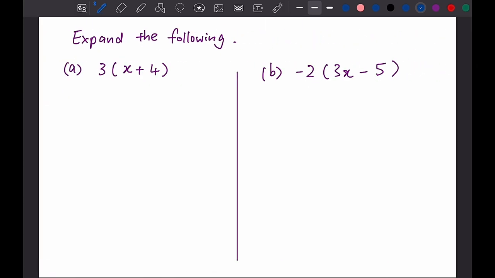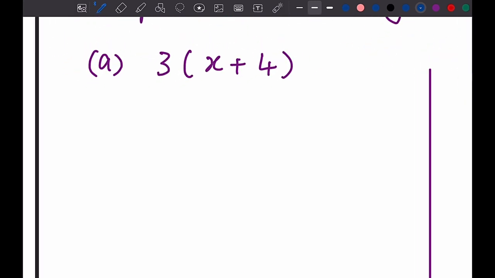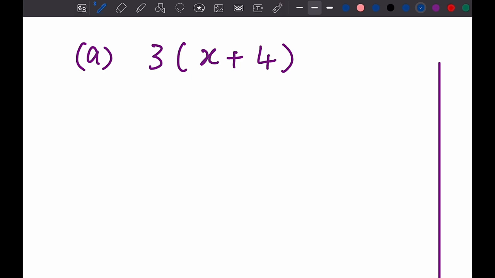Next, to expand algebraic expressions, let's look at the first one. Alright, and we need to do something called distribution. So we're going to use the distributive law, or in layman's terms, people call it the rainbow method. The proper term is distributive law, and we distribute this 3 to each of x and 4. So think of it like you're giving presents, right? So you're giving this 3 as a present to x and 4, right?